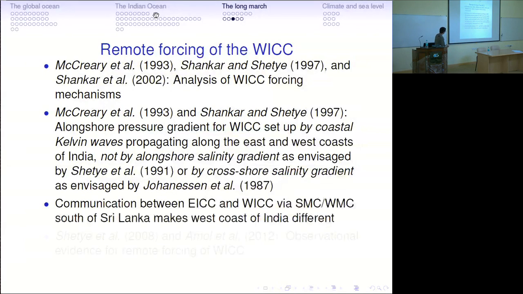The communication between the East India Coastal Current and the West India Coastal Current via the monsoon current system south of Sri Lanka makes the west coast of India different. It is not a typical eastern boundary because you have a boundary here that has forcing coming from another boundary. The California Current is just the wind over there. There's nothing else. While here you have the east coast of India winds providing the mechanism to generate Kelvin waves that go all the way around. So that makes the west coast of India different.